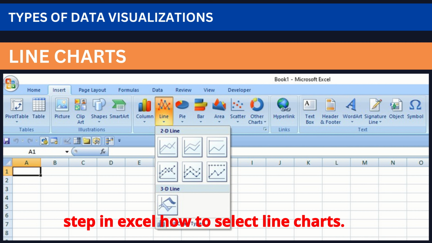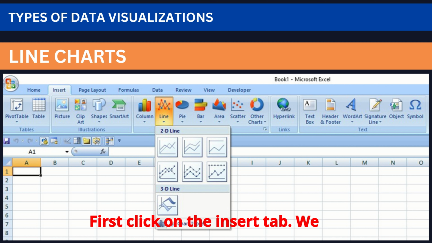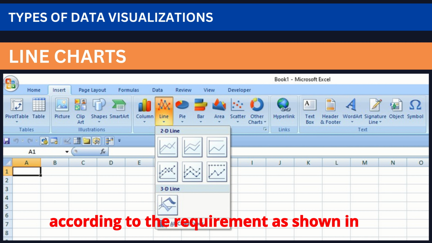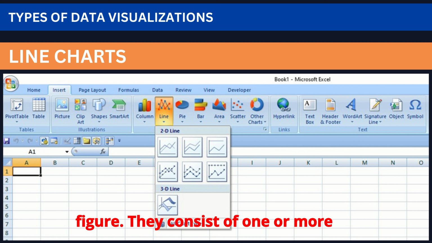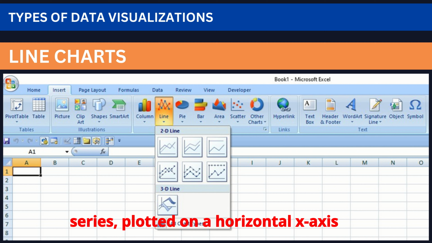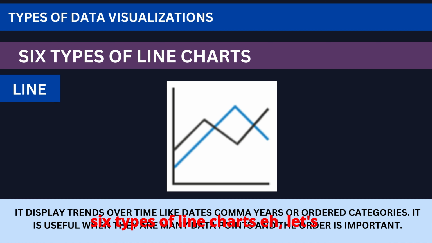Let's see the steps in Excel to select line charts. First, click on the Insert tab. We can see different charts. Select the chart according to the requirement as shown in the figure. They consist of one or more lines, each representing a distinct data series, plotted on a horizontal x-axis and vertical y-axis. There are 6 types of line charts.